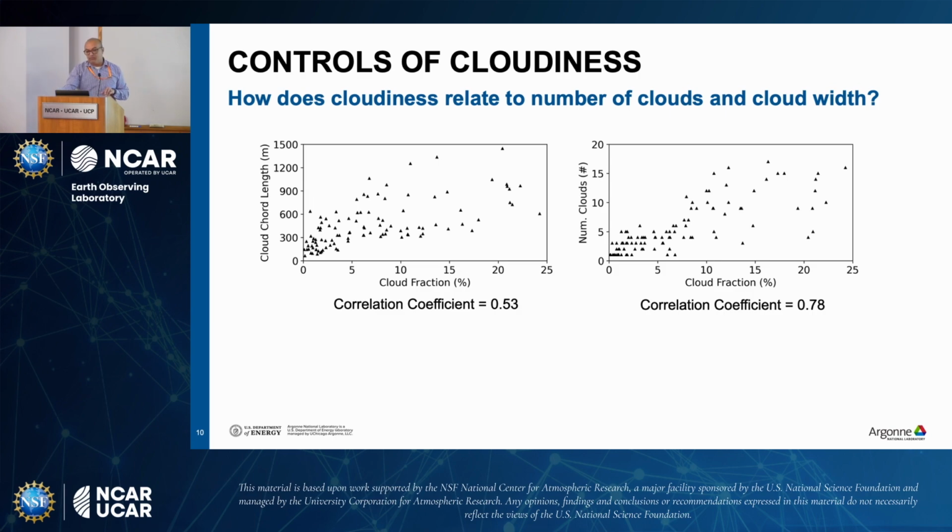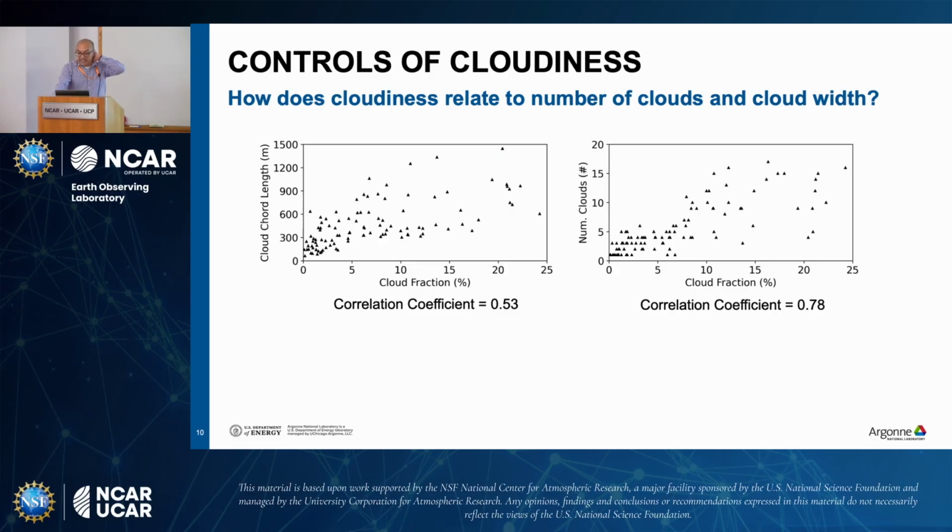How does cloudiness relate to number of clouds and cloud width? Essentially, if you have more cloud fraction, do you have more clouds, or do you just get wider clouds? In both plots the x-axis is cloud fraction. The y-axis in one is cloud chord length, the width of the cloud, and in the other is number of cloud elements. I'm reporting the correlation coefficient, about 0.53 for the cloud width and 0.78 for the number of clouds. By the way, both correlations are statistically significant. We used a 10,000 sample bootstrapping method, so we have more confidence in these correlation coefficients.